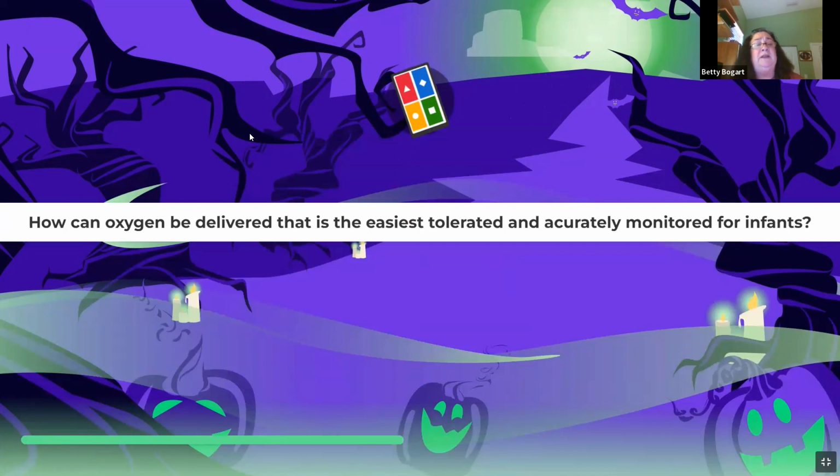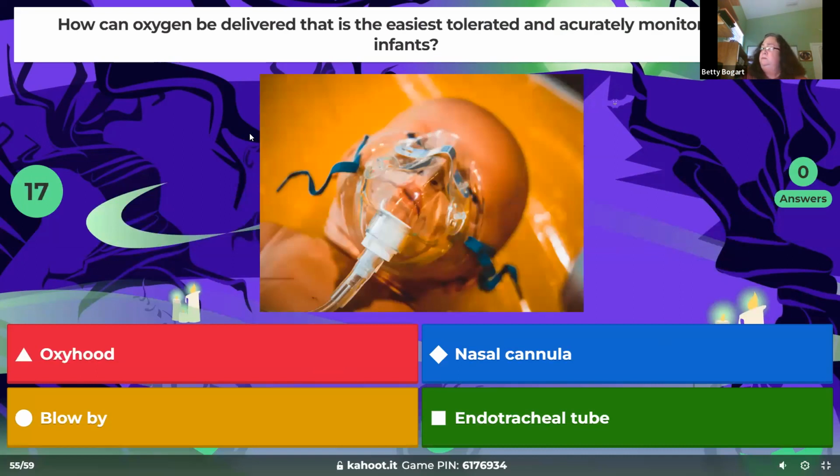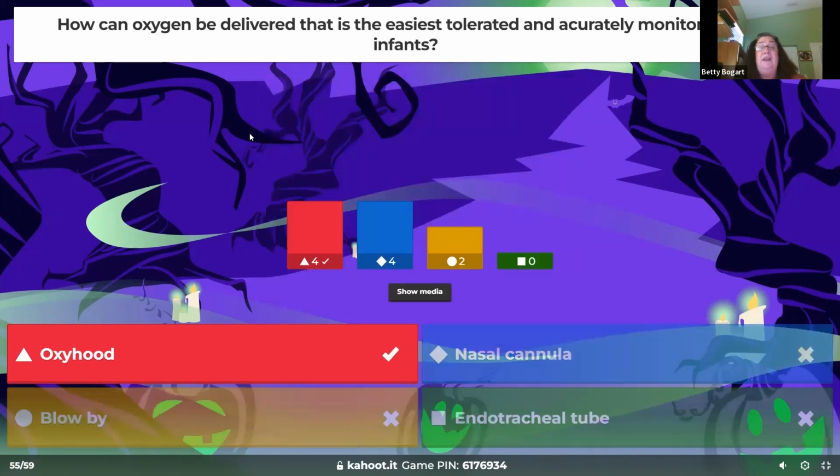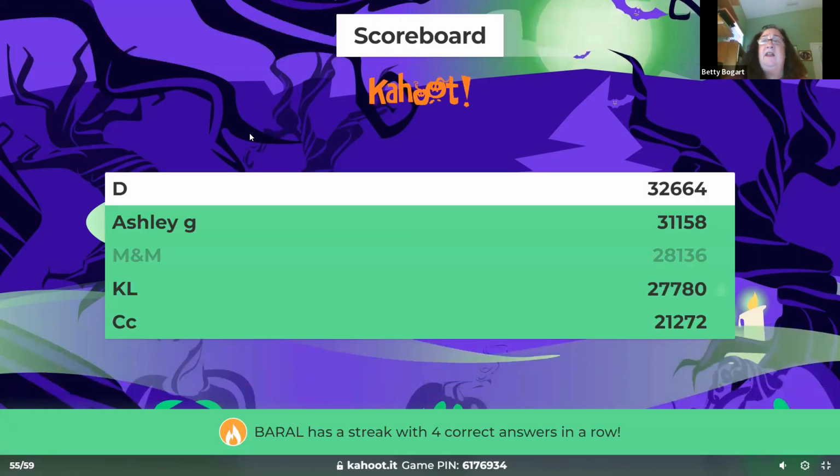How can oxygen be delivered that is easiest tolerated and accurately monitored for infants? That oxy hood is actually the best. It's clear, they can suck their fingers, they can suck on a pacifier. A nasal cannula is a good choice, but remember, this is something blown in their nose, it tickles, is taped to their face, and they can get in it and rip it. So it's not as easily tolerated as an oxy hood.